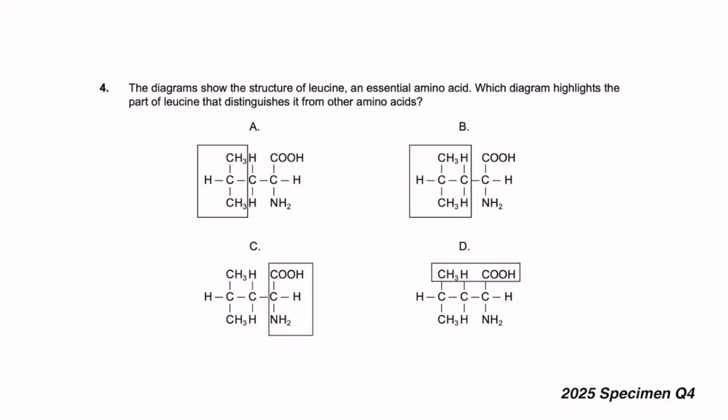All amino acids have a basic structure. They have a hydrogen, a carboxyl group, and an amino group attaching to a carbon atom. The remaining structure is the R group. The R group is the structure that distinguishes amino acids from others.